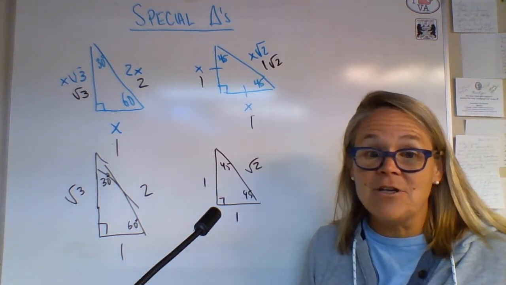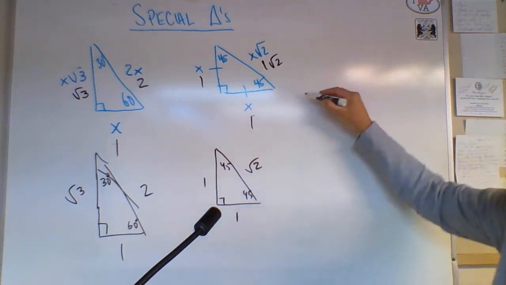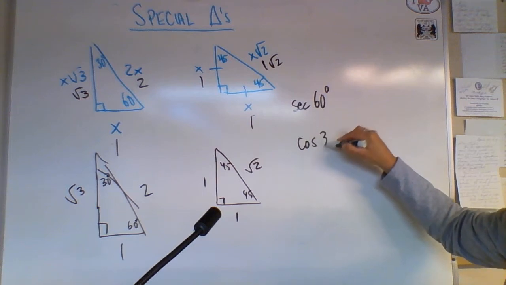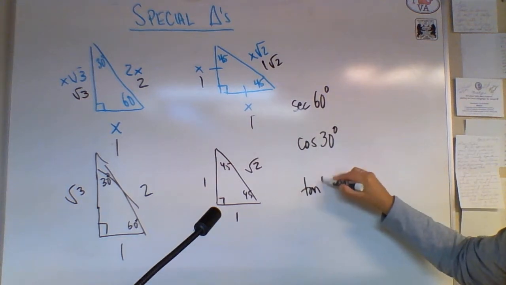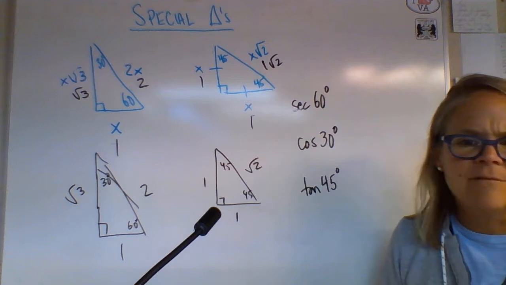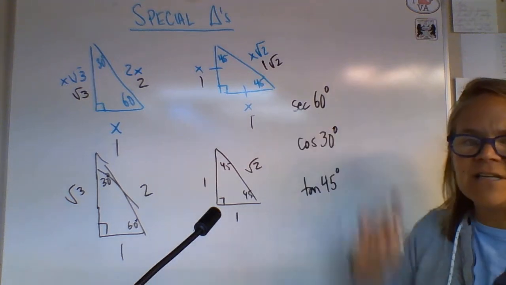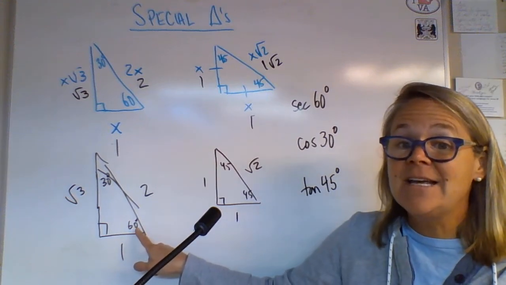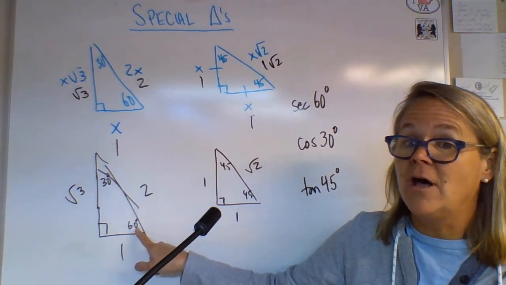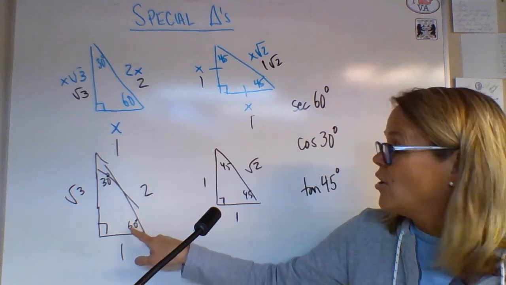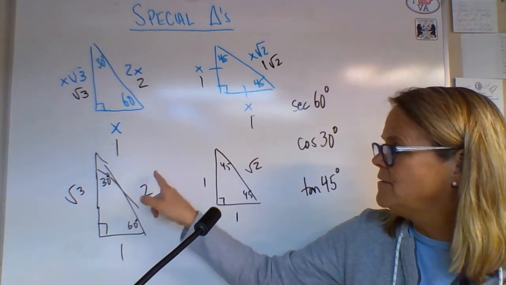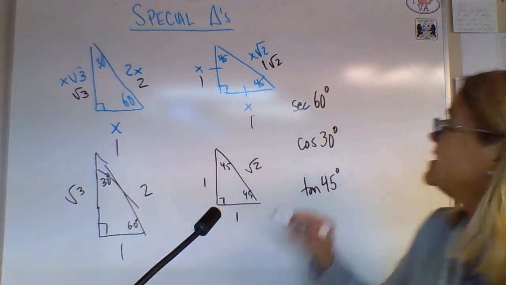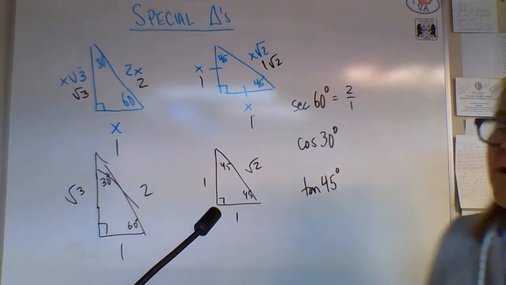Now, what could I ask you? Any trig function of a special angle. So I could say any of that. What's the secant of 60 degrees? Well, you look at 60. Secant is the reciprocal of cosine. The cosine would be 1 over 2, adjacent over hypotenuse. So the secant is 2 over 1.